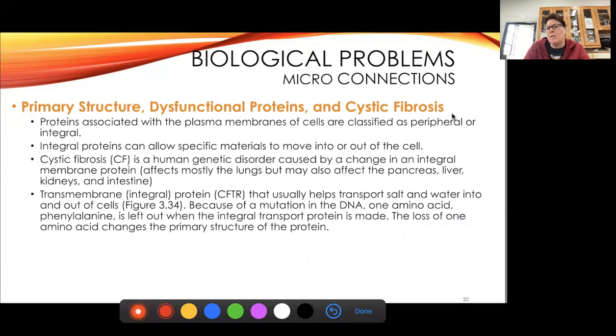There is a protein that's associated with the plasma membrane. It is what we call a channel protein. We'll talk about those a little later. It allows for proper salt balance in your cells. There is a genetic disorder called cystic fibrosis, where that protein is not made properly. It affects a lot of different organs. It really affects the lungs, but it also affects the pancreas, liver, kidneys, and intestines. Like I said, it doesn't transport salt and water properly, and so you end up getting this mucus that builds up.